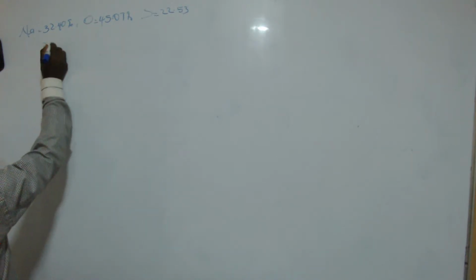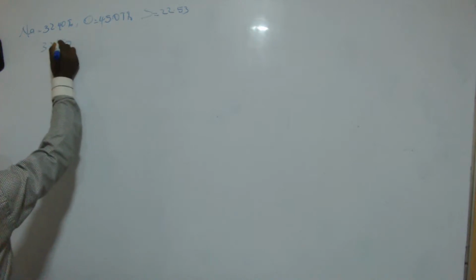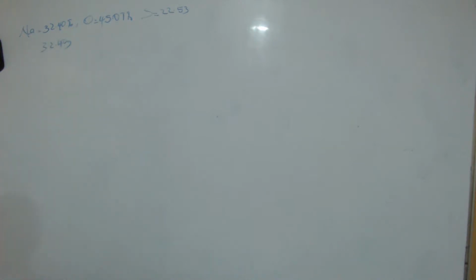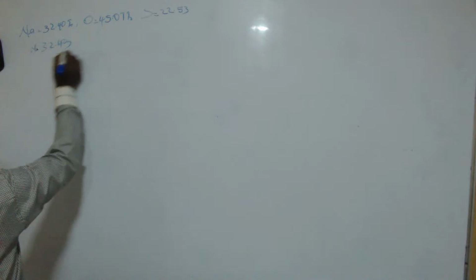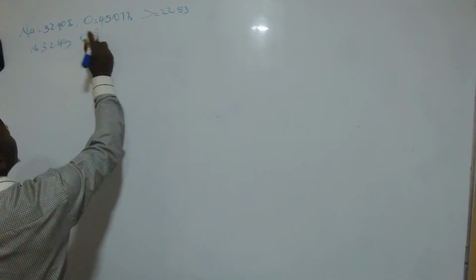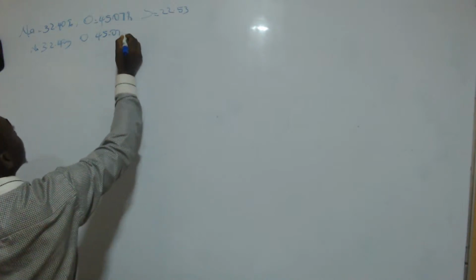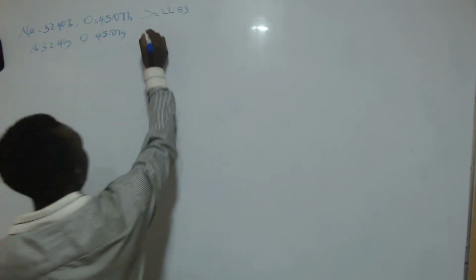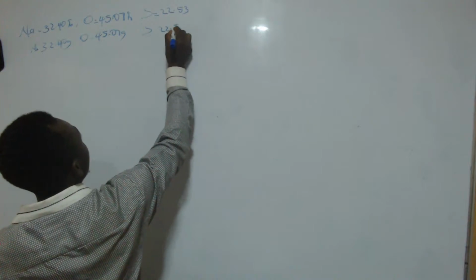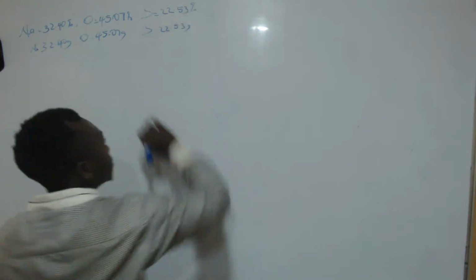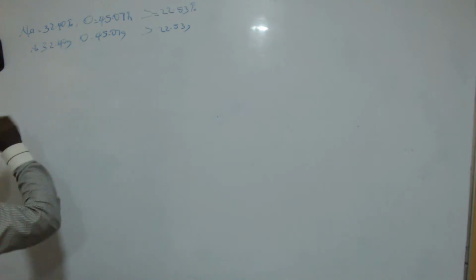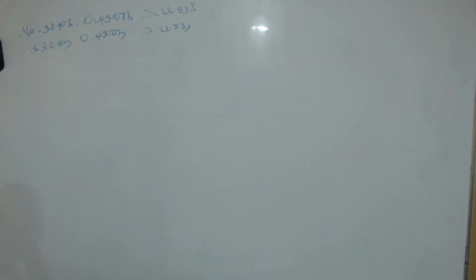And we have sodium 32.40 grams. You'll be having your oxygen to be 45.07 grams, and your sulfur 22.53 grams. As easy as that. Okay? So the next thing here now, I said divide each by your molar mass.